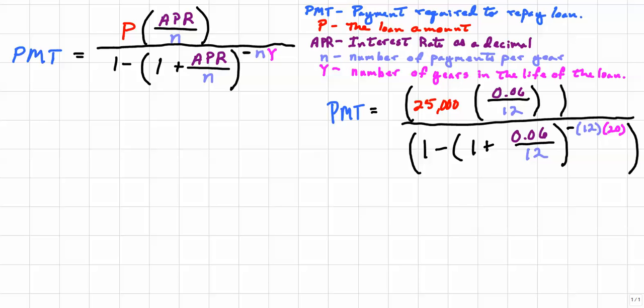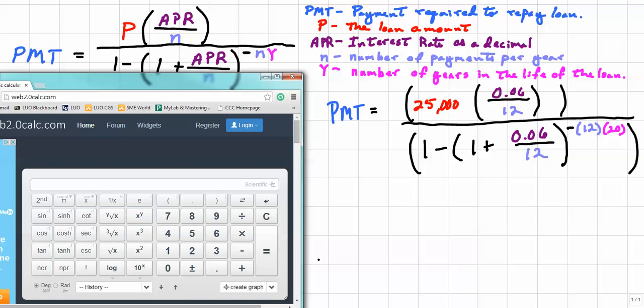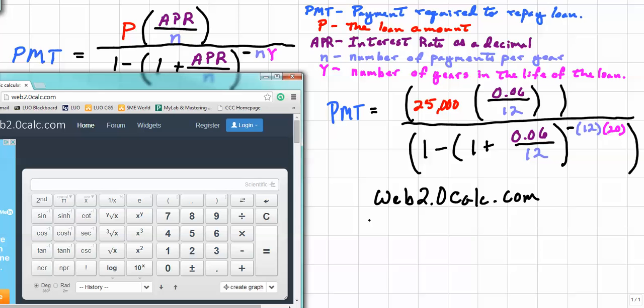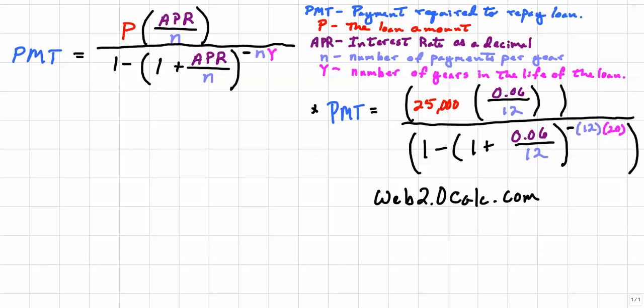So we're going to use this calculator that I found online, and it's called Web 2.0 calc.com. As I said, it works just like a scientific calculator. You can either do this from keyboard input, or you can use your mouse and click each one of these buttons. So what we're going to do is type this whole thing right here, this payment equation, into the calculator as it's written.